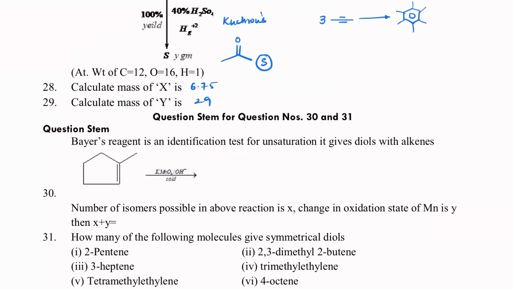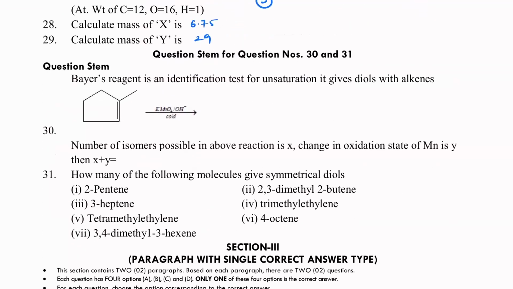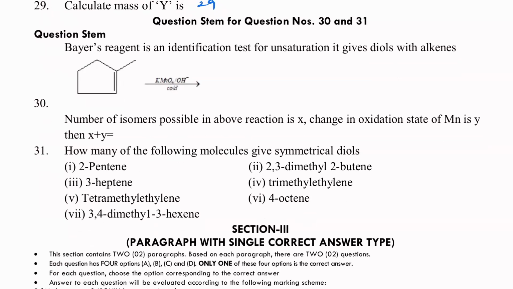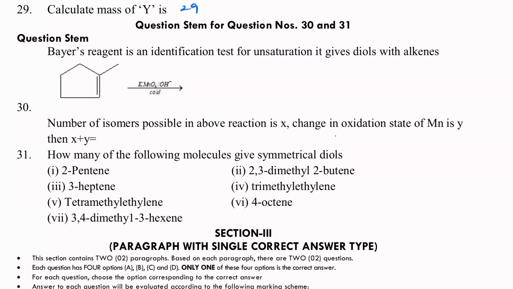Next. Baeyer's reagent is an indication test for unsaturation. It gives diols with alkenes, correct? The number of isomers possible in X and change in oxidation state is Y. I think I told you a similar question already. We have OH and OH, both on the same side like this. This and its mirror image make two possible isomers. And manganese is changing from MnO4 minus to MnO2, plus 7 to plus 4, which means 3 electrons transfer. So x plus y is 5.